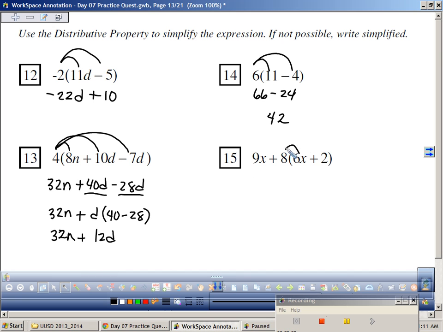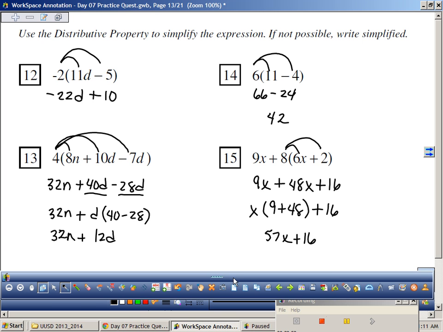All right, last one. We've got to distribute, so we have 9x plus, how many x's? What's 8 times 6? 48. 48x plus 16. I can factor out an x. What's 9 plus 48? What's 10 plus 48? So one less? 57. So 57x plus 16. Have a great day, guys.